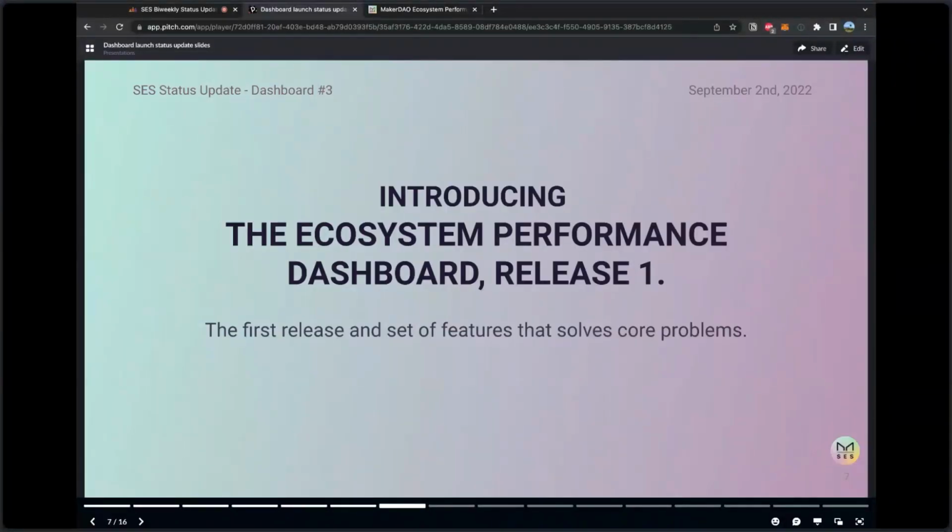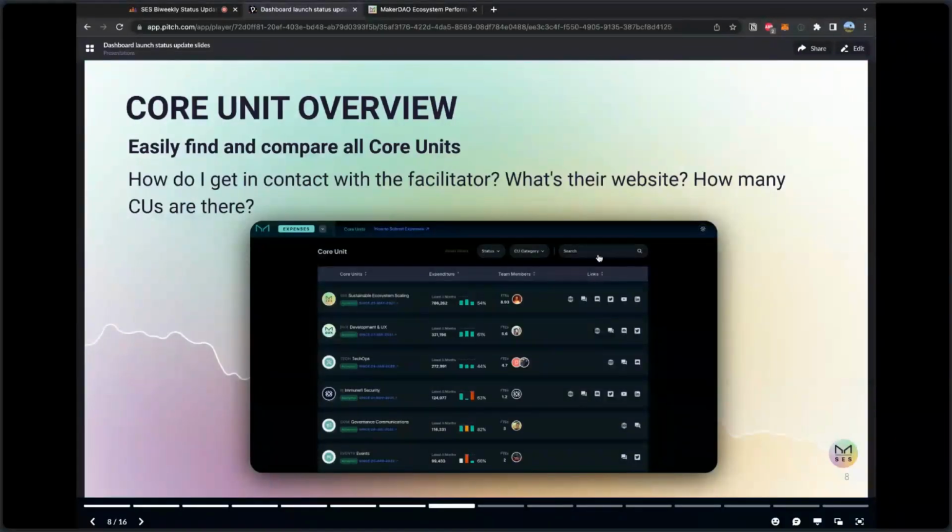So with that, I'm very excited to share with you and go through the ecosystem performance dashboard, the first release, which really tries to solve some of these core problems that I just spoke about. I would love to first demonstrate this core unit overview page, which really is trying to help stakeholders within the DAO easily find and compare all core units.